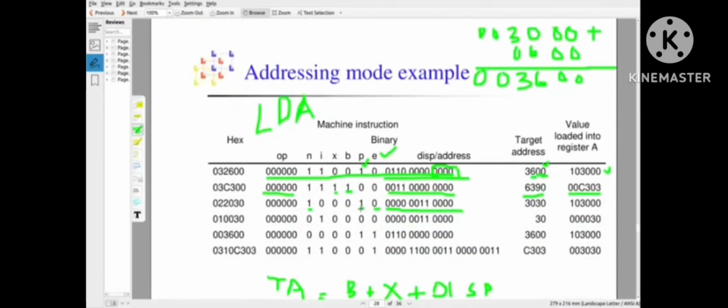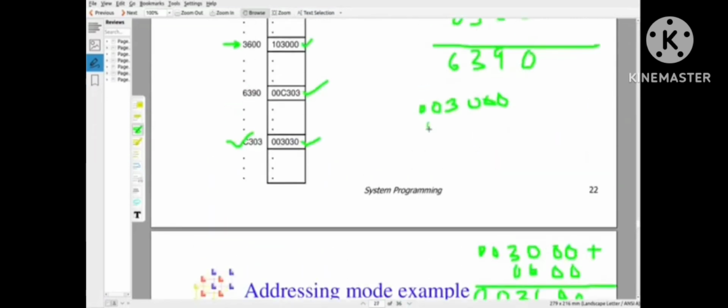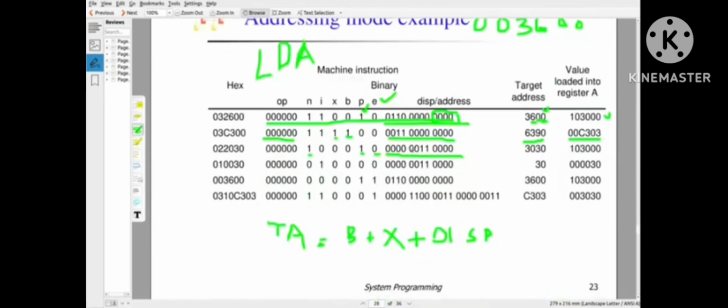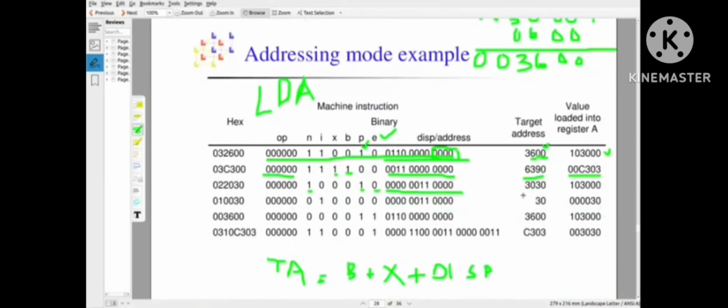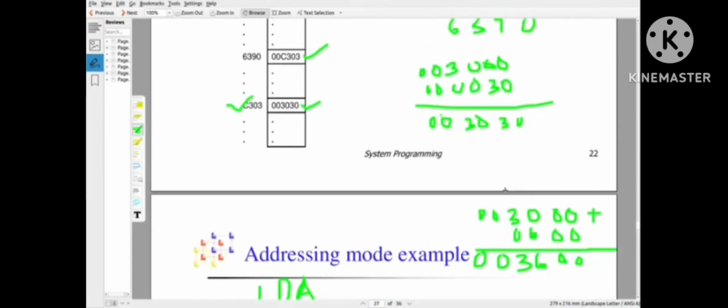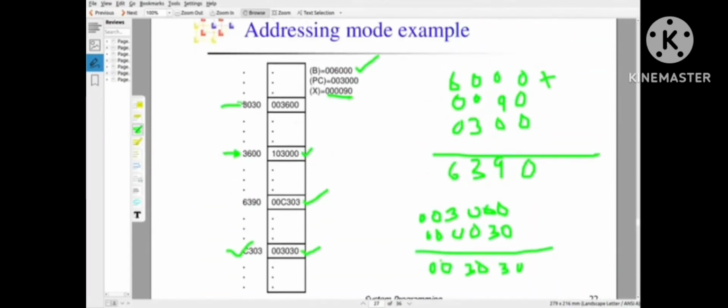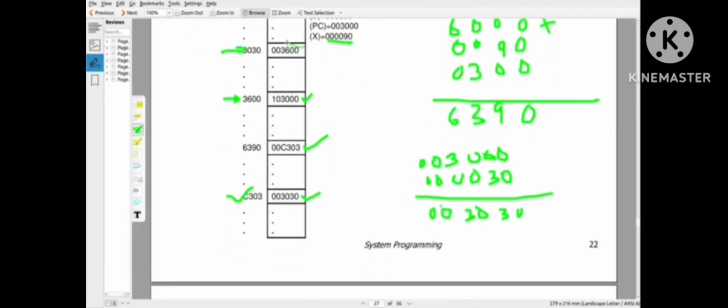The next one is, yeah, it is indirect. Then the displacement is 0, 0, 0, 0, 3, 0. This is the value. If you check it, you can see that 0, 3, 0. Okay, so if you add it, you will get 3, 0, 3. The remaining is 2, 0. That means 0, 0, 3, 0, 3, 0. Correct? Then you refer to that location. Yeah, this is the location. The value stored in that location is this one.